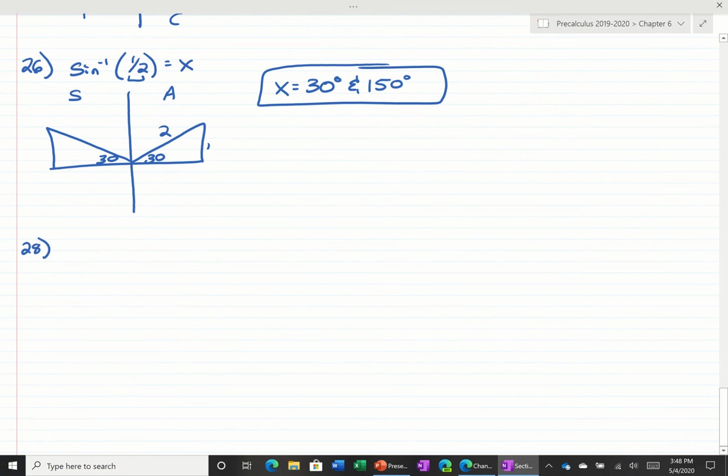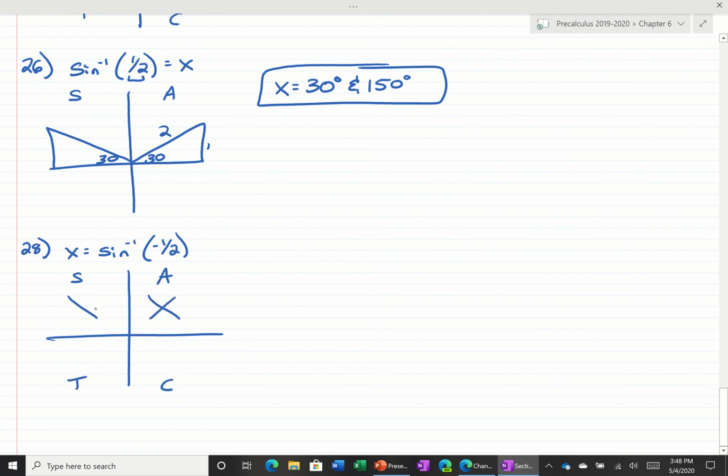Number 28. It says x is the inverse sine of negative 1/2. Well, we just saw in the last problem that 30 degrees would give us a positive 1/2. So because it's negative, we don't want to draw our triangles where sine would be positive. If we draw 30 degrees in these quadrants, we would get a negative sine, or a negative 1/2. This angle would be 180 plus 30, and this angle would be 360 minus 30.